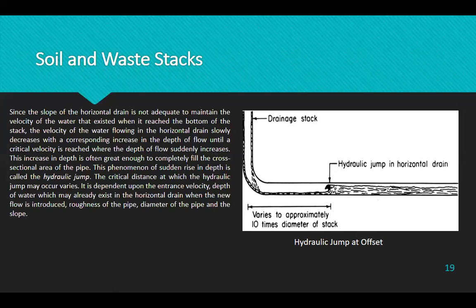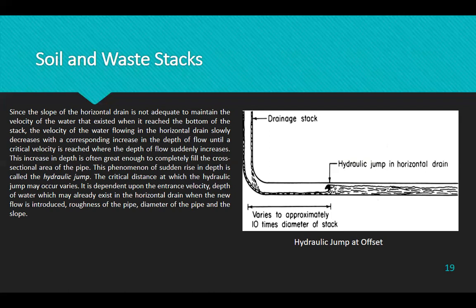Since the slope of the horizontal drain is not adequate to maintain the velocity of water that existed when it reached the bottom of the stack, the velocity of the water flowing in the horizontal drain slowly decreases with a corresponding increase in depth of flow until a critical velocity is reached when the depth of flow suddenly increases. This increase in depth is often great enough to completely fill the cross-sectional area of the pipe. This phenomenon of sudden rise in depth is called the hydraulic jump.